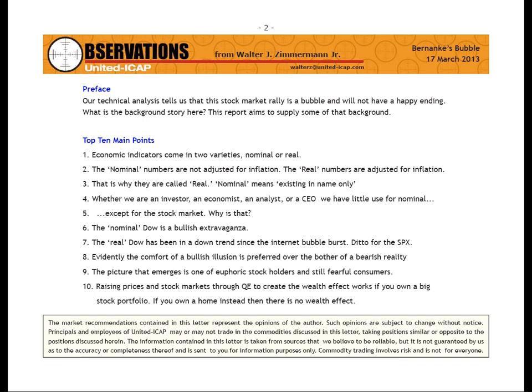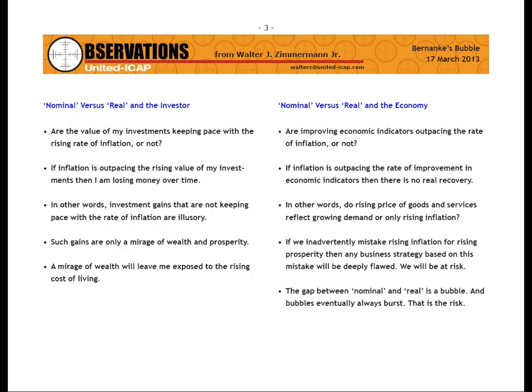So let's proceed here. And this, again, is really the other reason for doing this report, beyond is there a background to the stock market rally as being a bubble, is why in general is it important that we look at nominal numbers versus real numbers. If we're an investor and our investments are not keeping pace with the rising rate of inflation, then we're exposed to the rising cost of living.